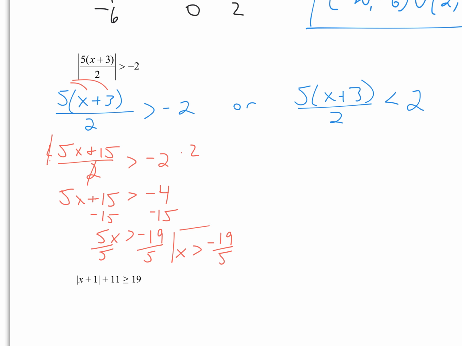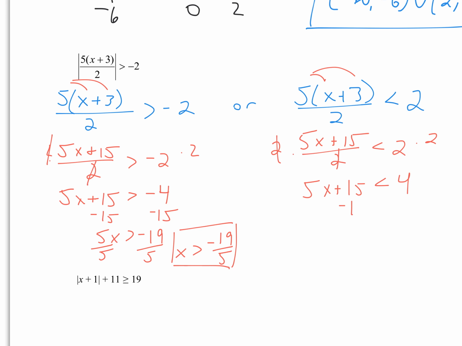Here's our first one. Same steps here to solve. I'm going to distribute first. Multiply by 2. 2's cancel. Subtract the 15. Divide by 5. You get x is less than negative 11 fifths.